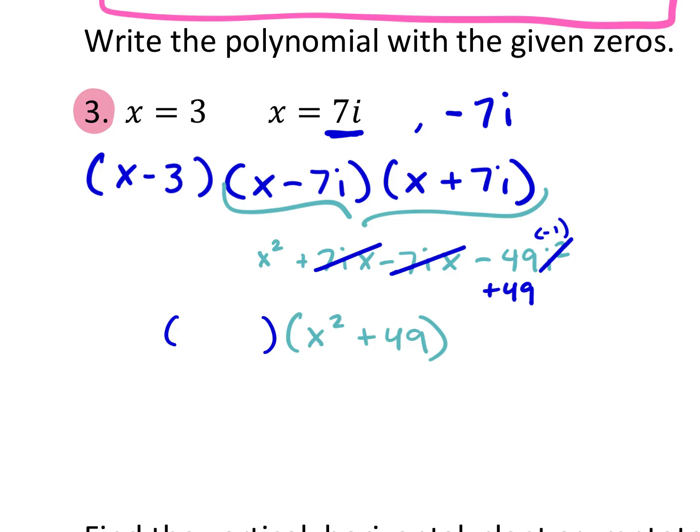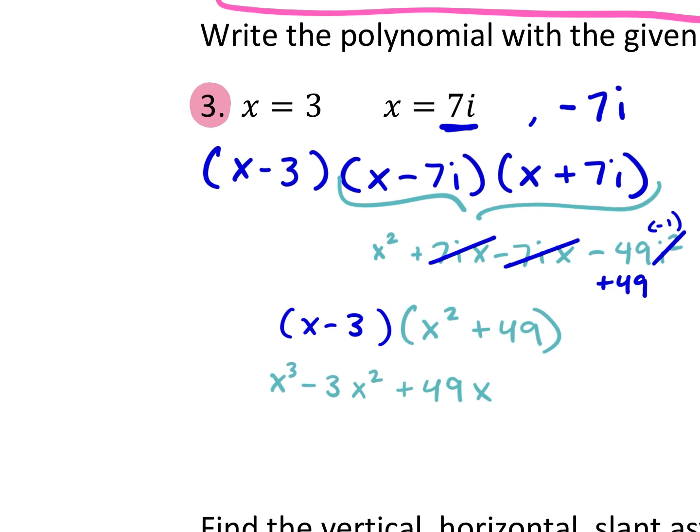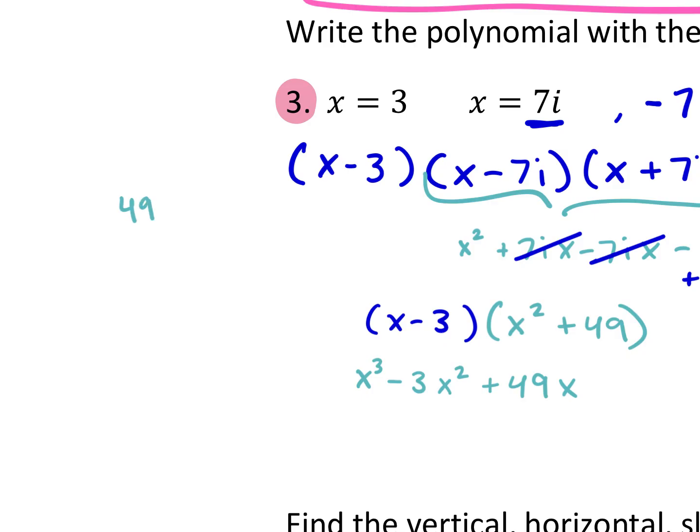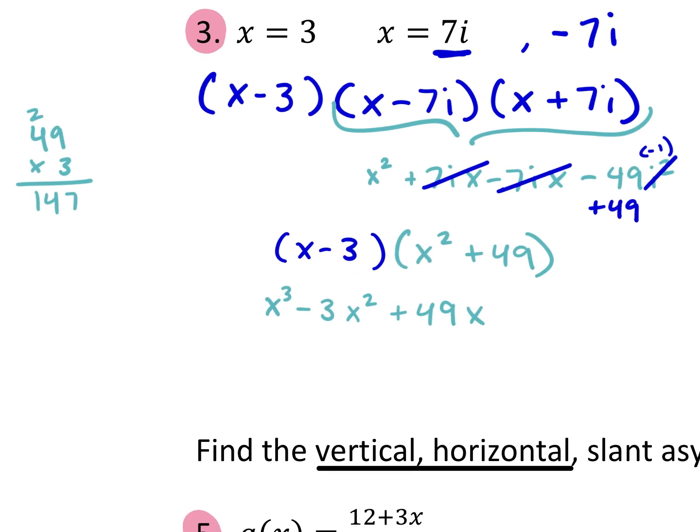Then we still have to multiply that to x minus 3. So we're going to FOIL these together now. So x times x squared would be x to the third power. Negative 3 times x squared would be negative 3x squared. Then x times 49 would be 49x. And 49 times negative 3, if you can't do it in your head, write it down. 3 times 9 would be 27. 3 times 4 is 12, plus 2 would be 14. So this would be negative 147.